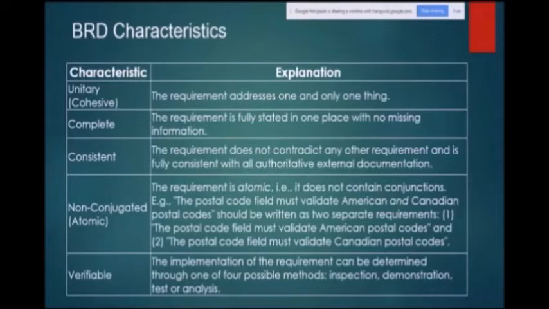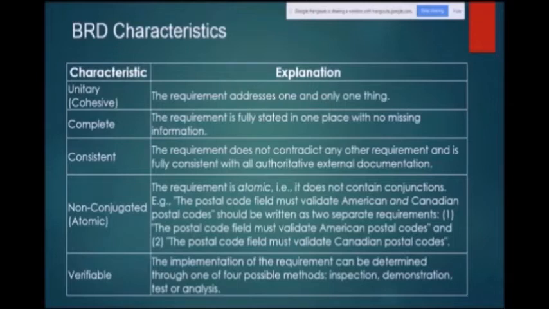Then non-conjugated. The requirement is atomic in nature. It does not contain conjunctions. For example, the postal code field must validate American and Canadian postal codes. This is not a requirement. It should be written as two separate requirements. Like one, the postal code field must validate American postal codes, and second, the postal code field must validate Canadian postal codes. So this is not one requirement. Probably non-IT people may say it is one and the same thing. For me, it is not the same thing. We have two requirements clubbed together into one. That should not be there. It should be atomic in nature.